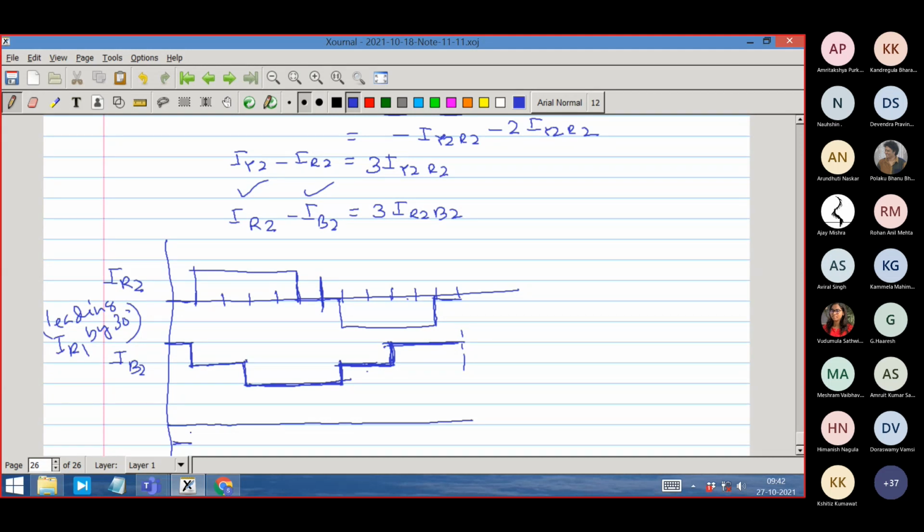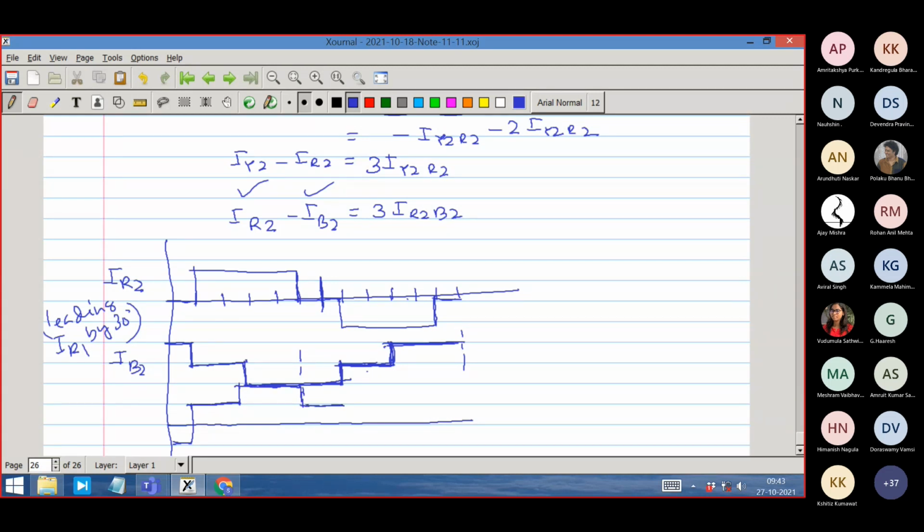Okay. IR2 minus IB2 is this. And then because first is negative, then up to this is IR2 minus IB2. So it is positive, right? It is positive for this much duration, right? And then again it is more positive for this much duration. Then it is this.